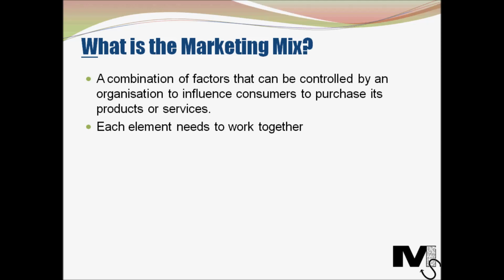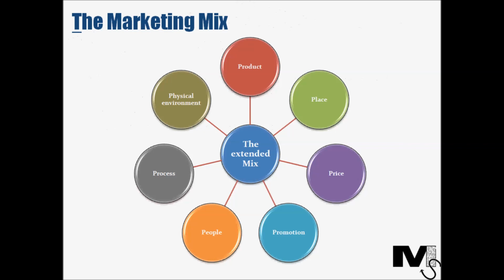And why is it called a mix? That's because there are several elements to it. There are 7 elements to the extended marketing mix, and each element needs to work together with the other elements to achieve the desired result. Now let's look at the 7 P's of marketing, or also called the extended marketing mix.